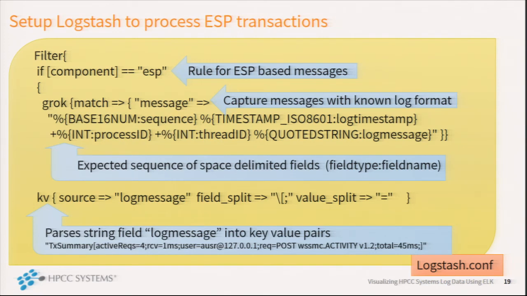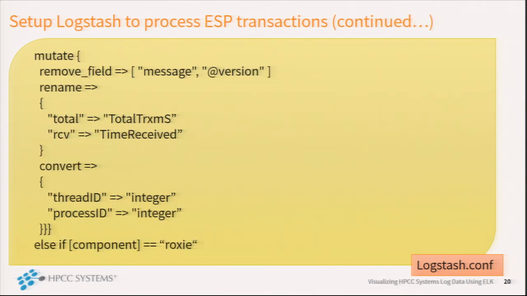Logstash provides a very convenient KV feature, which allows me to provide a source, which is our quoted log message, and some delimiters for the fields and then for the key values. After the execution of this key value, I will end up with fields corresponding to each of the key value pairs that it finds in the message.